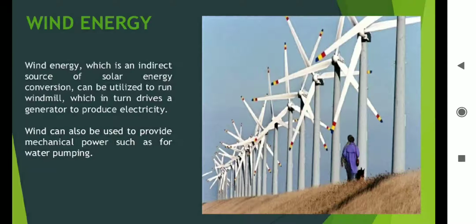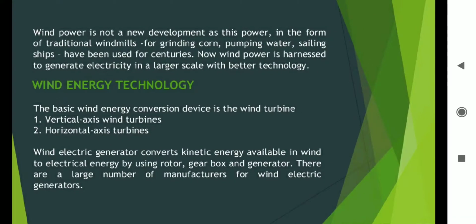This is basically used for producing electricity, and that electricity is used for various purposes. We'll see further. Wind can be used to provide mechanical power, such as water pumping. The wind power is not a new development of power. In the traditional way, we have been using wind for various purposes, like traditional windmills for grinding corn, grinding flour, pumping water, and sailing ships. But nowadays we are using wind energy to produce electricity through windmills.